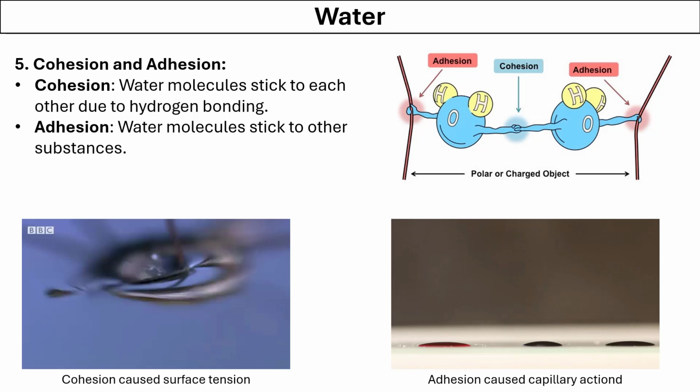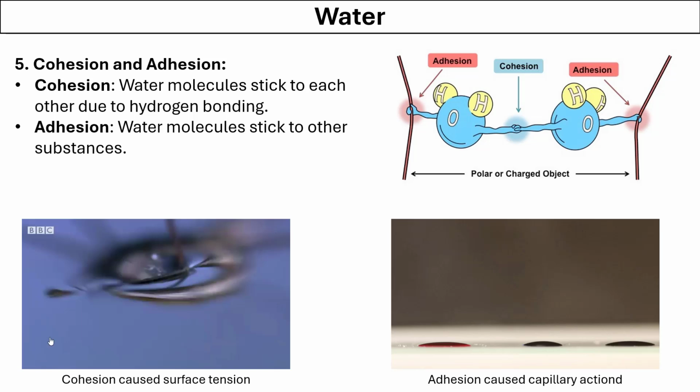Cohesion and adhesion are two very interesting properties of a water molecule. Cohesion is the attraction between the molecules of water itself, and adhesion is the attraction of water with other substances. For example, if water is in a glass container, then the attraction between water molecules and glass is an adhesive force.